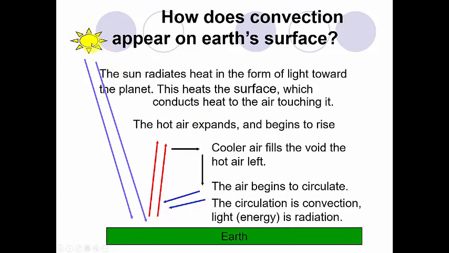The sun rays, obviously we talked about the UV, the visible, and the infrared. The heat in the form of light comes toward the planet and heats the surface, which conducts heat to the air touching it. Right, you're heating the air. Hot air expands and rises. Cooler air fills the void that the hot air left. Cool air descends and begins to circulate, and the circulation is called convection, and it starts with the light energy from the sun.